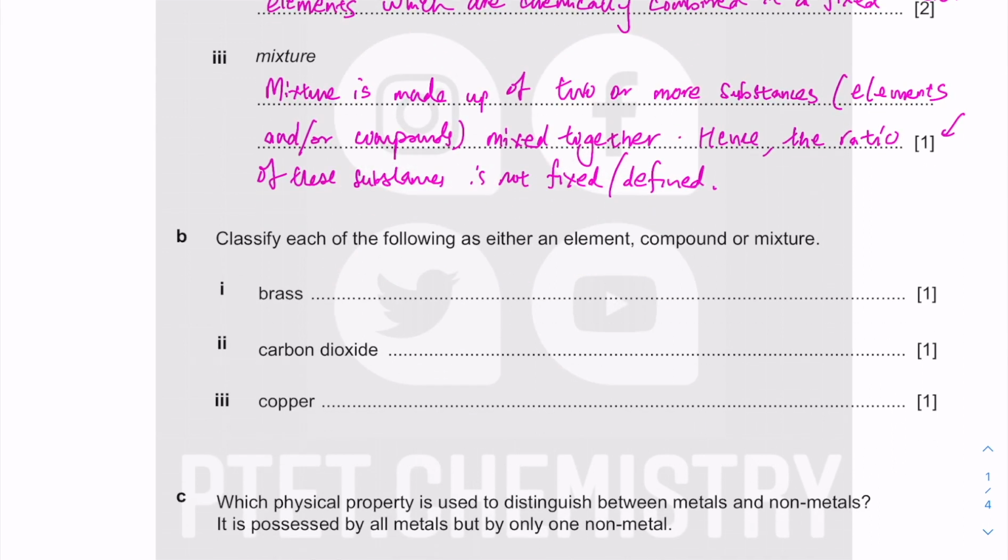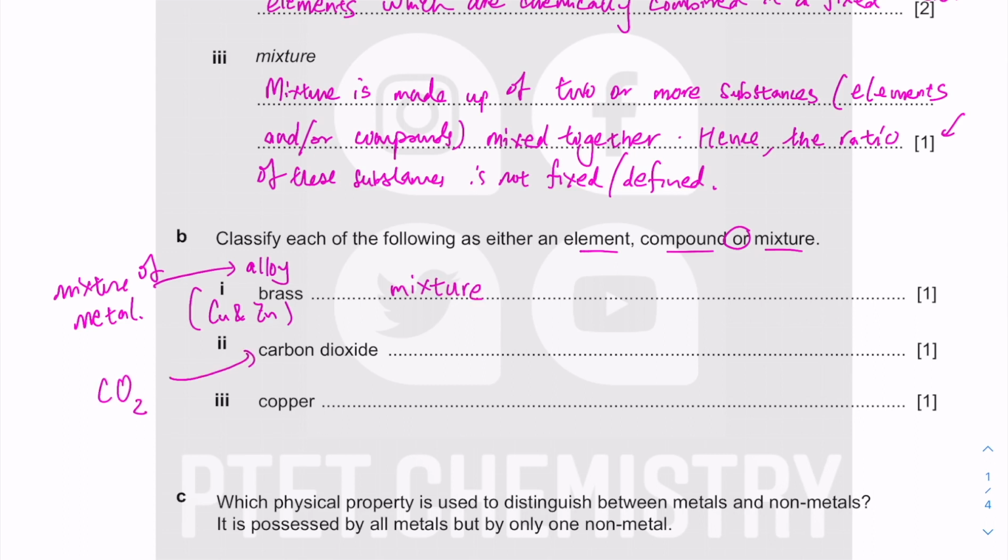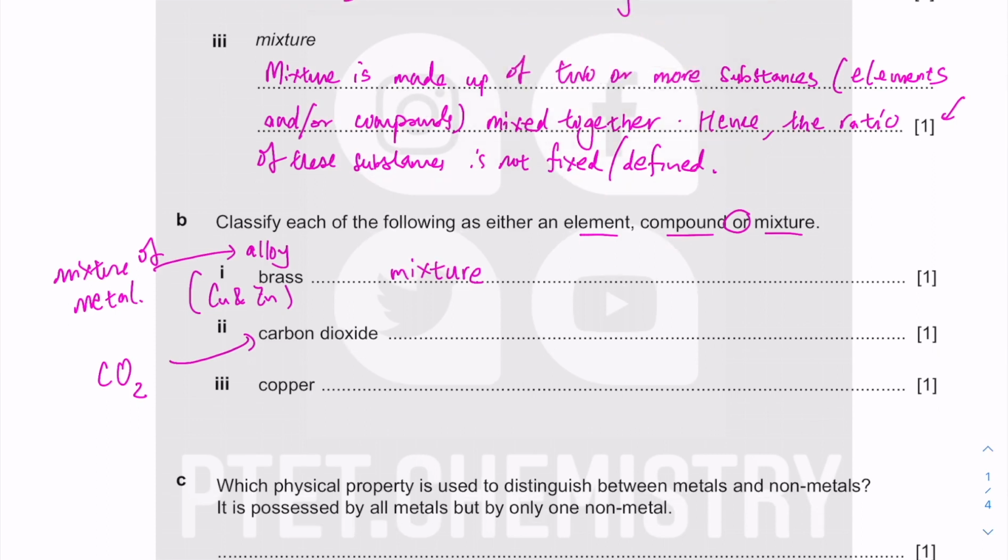We need to classify each of the following substances as either an element, compound, or mixture. Brass is an alloy. The definition of an alloy is a mixture of metals, and brass is made out of copper and zinc, if I'm not mistaken. Because it's a mixture of metals, it is very clearly a mixture. Carbon dioxide has a proper formula, CO2. If you read the news, you will have heard that there's an increase in the amount of CO2 in the atmosphere that results in global warming and uncertain weather patterns around the world. This has a fixed ratio of 1 carbon to 2 oxygen, and it is a compound because it consists of 2 or more elements chemically combined together.